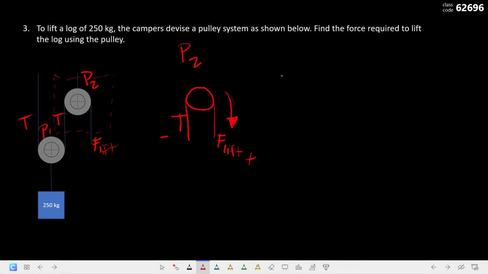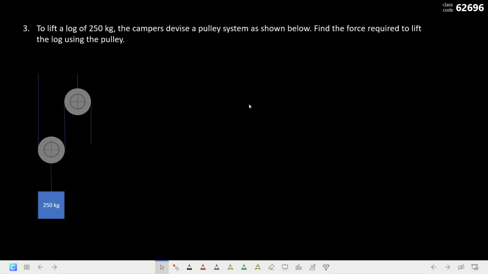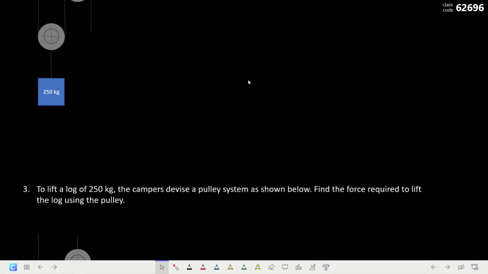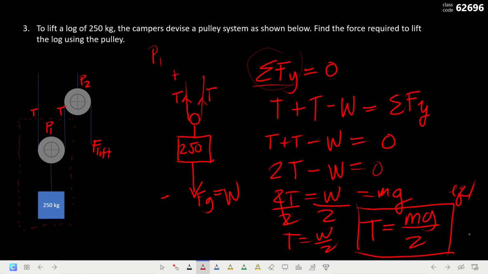So, to get the summation of forces acting along the y, we get the sum of these two forces. So, we have force lift is equal to the force required to lift the object, minus the tension force. From our equation number 1, we know that the tension force is equal to mass times gravity, or the weight, divided by 2, or 1/2 the weight of an object.